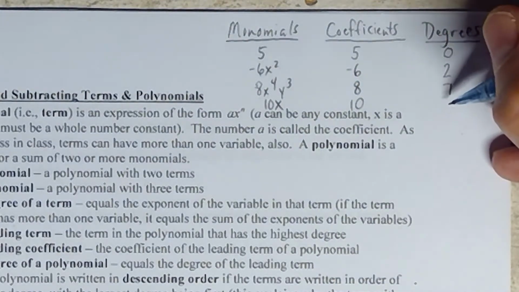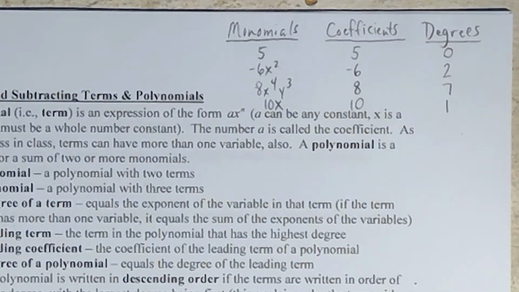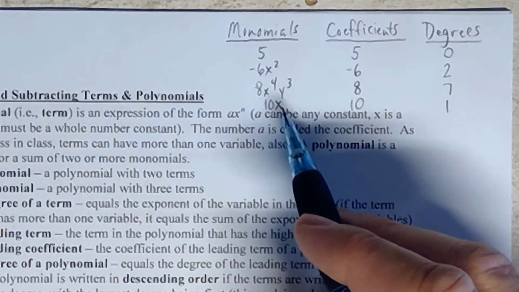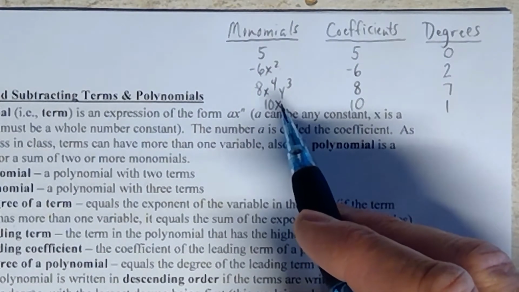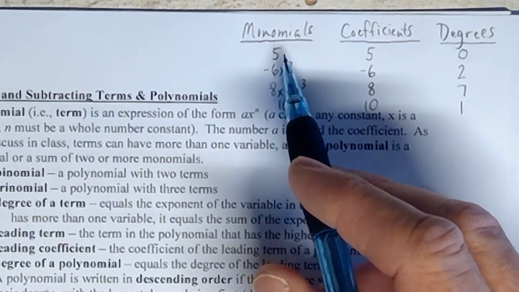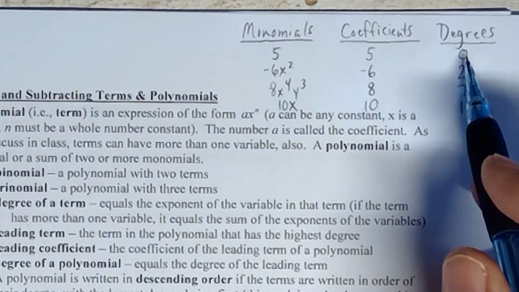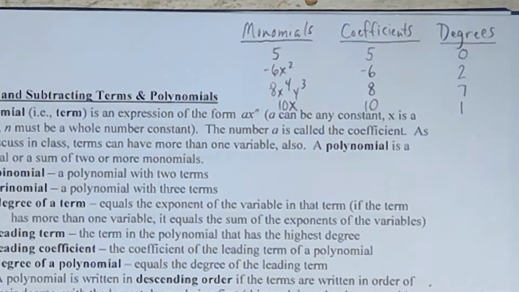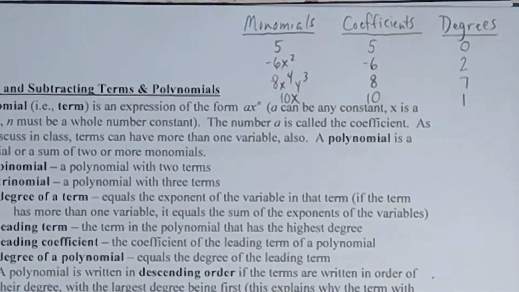It is 1 even though it's invisible, so we do need to say 1. You see the difference here? Okay, this one, you can't see the exponent, but you know that it's x to the first, so that's why it's 1. Up here, there is no variable at all, and so that's why this is a different degree at 0. Okay, so let's try that out down here with what we call a polynomial.